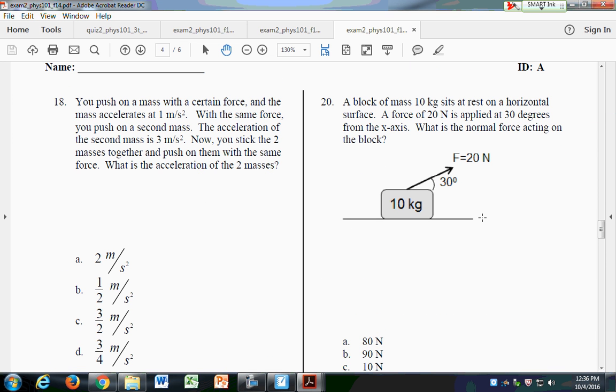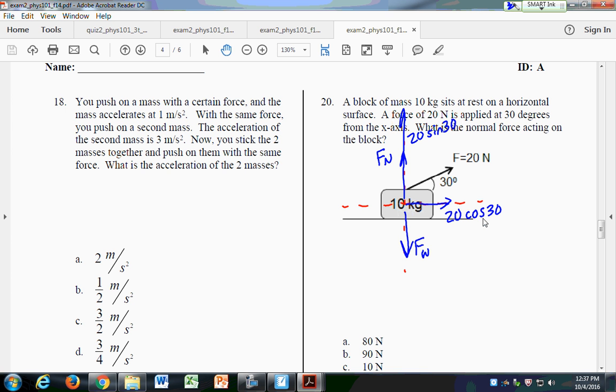So, again, label your coordinate system. Draw your force vectors. I already have one drawn on there, but I have another vector, which is my normal force, my weight. Then resolve my vectors. This vector is going to be 20 cosine of 30 and 20 sine of 30. Okay?